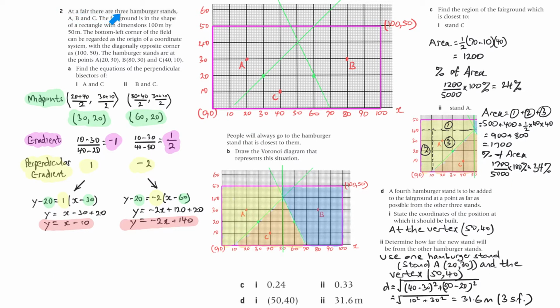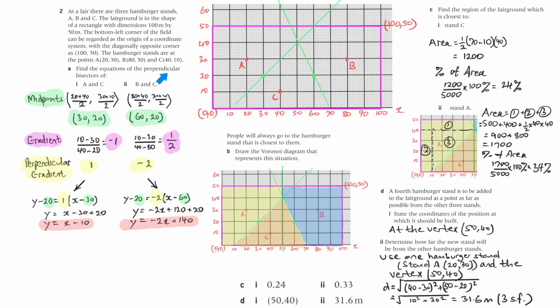Question 2. At a fair, there are 3 hamburger stands, A, B and C. The fairground is in the shape of a rectangle with dimensions 100 metres by 50 metres. The bottom left corner of the field can be regarded as the origin of a coordinate system, with the diagonally opposite corner at the point 100, 50. X is 100 and Y is 50. So that's that point right there, and this is the area here, the purple rectangle. The hamburger stands are at these points, so I've located those as A, B and C.